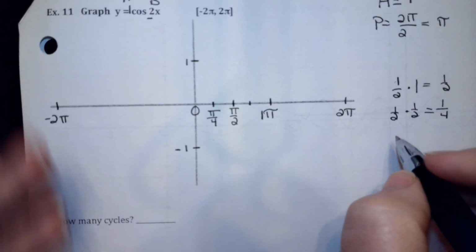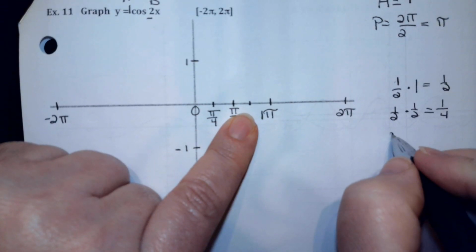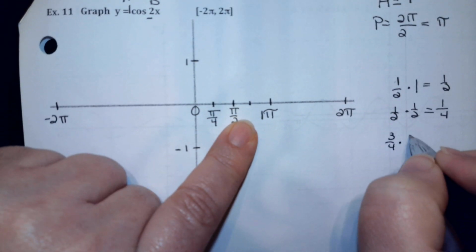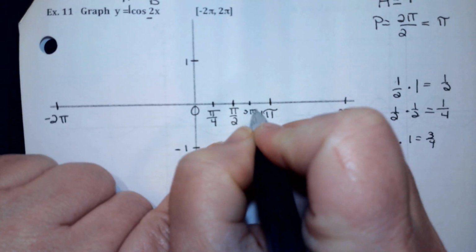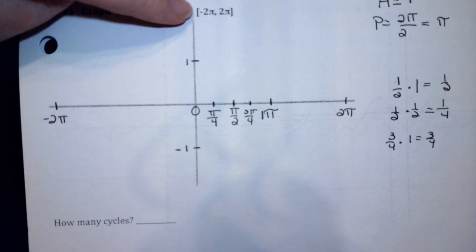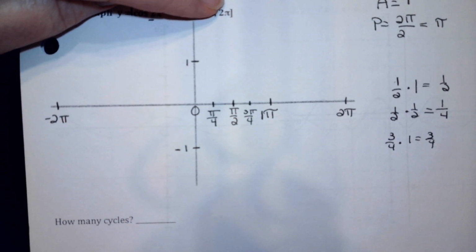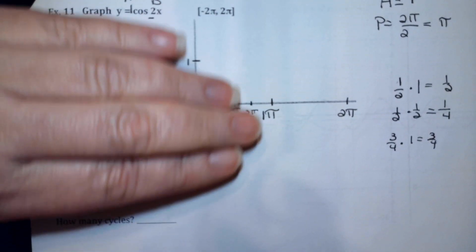Okay. Now again, if I'm just doing one cycle, I could come right here and say 3/4 times the period of 1 and get 3/4. So that tells me that this right here is going to be 3 pi over 4. However, as I said, I wanted to go from negative 2 pi to 2 pi. So I need these other ones right here. So let's figure this out.